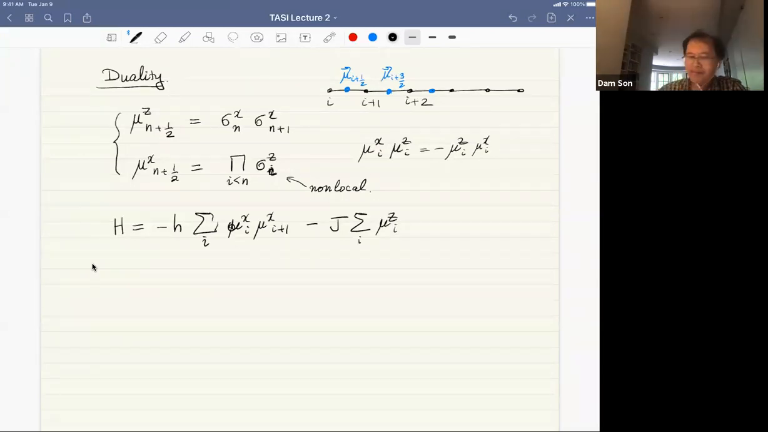So here you see the map that we have. Basically it exchanges the role of h and j. H becomes J and J becomes H. And that has a consequence for our interpretation of different phases of the theory.